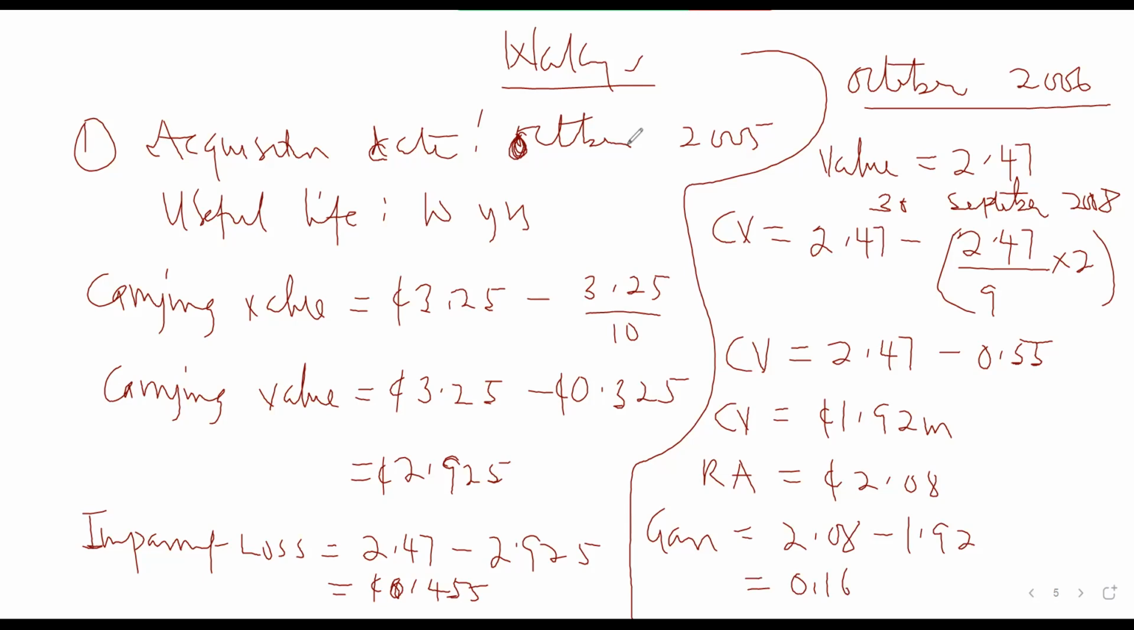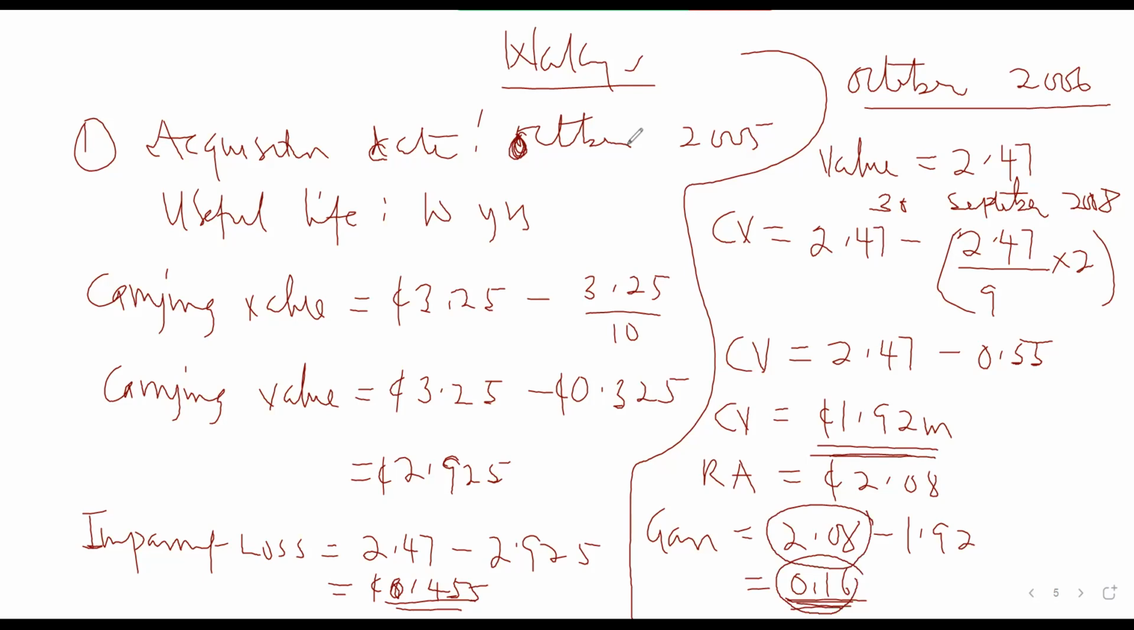But the impairment was 0.455, isn't it? Yes. Okay. You can see the increase is still below 0.455, isn't it? All right. So what we do is that we are going to reverse 0.16 out of this one. It means that the value of the asset should be 2.08, but it is in the books at 1.92. So we now go and add 0.16 to PPE.